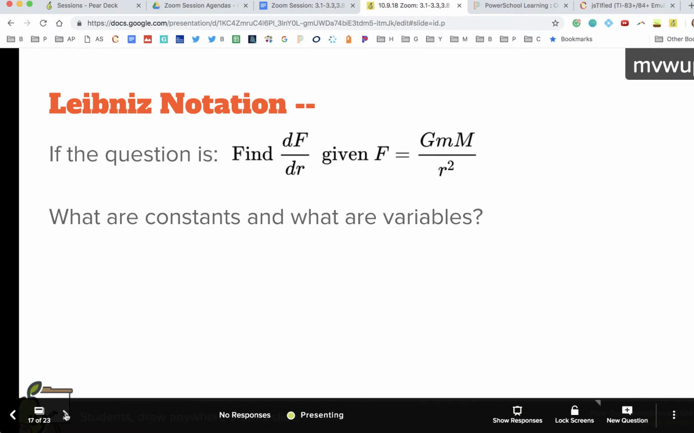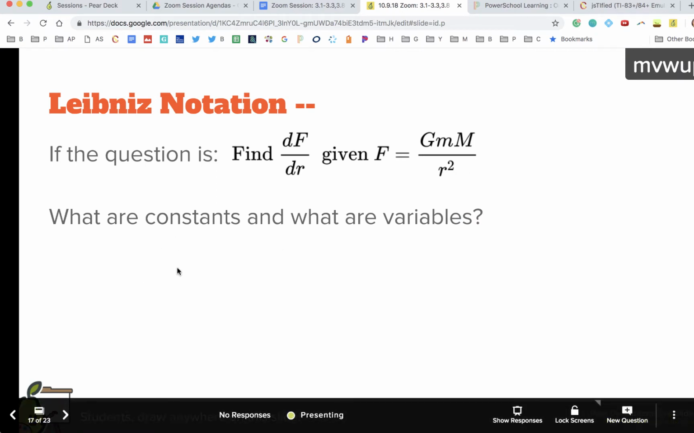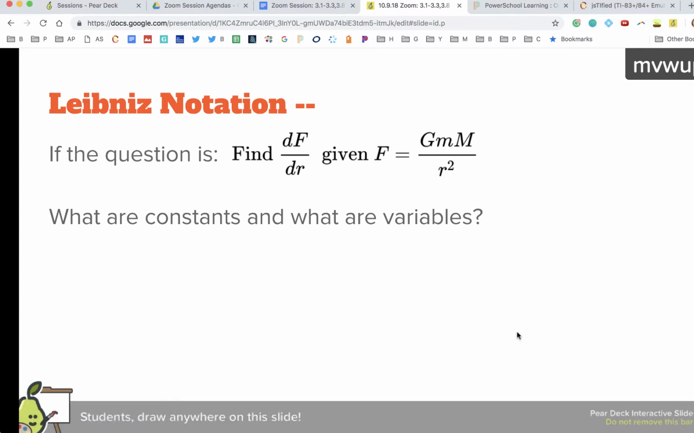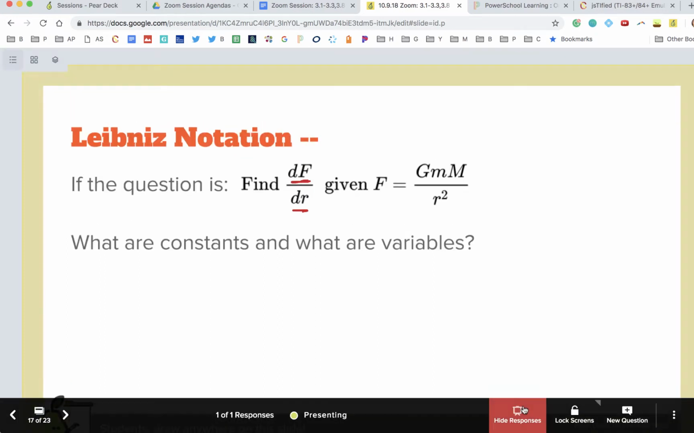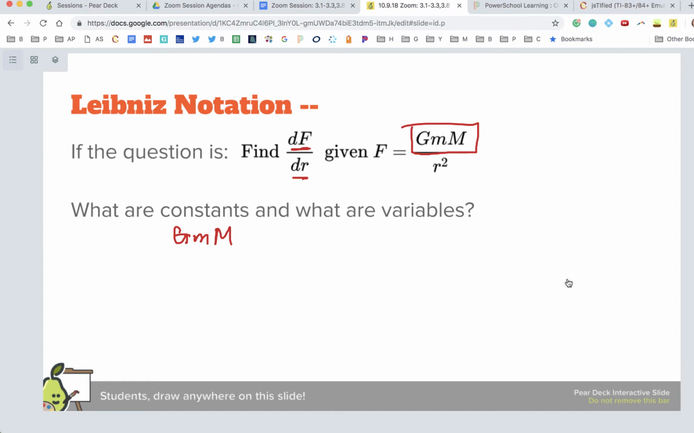A couple more. If the question is find df dr, given f equals this, what are the constants and what are the variables? So we have single variable calculus. We're only dealing with a single variable in this course. The derivative of force with respect to r is what's changing over time, all right? So that means that the g, m, m are all constants, and the variable would be the r. If I want to find the derivative of it, this means the derivative of the f, the derivative of the force, with respect to r.